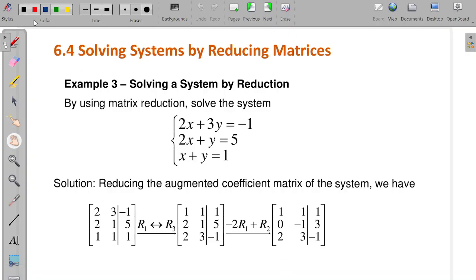Okay, now we are in solving systems by reducing matrices. We are given this system of equations, and we want to solve it by matrix reduction.